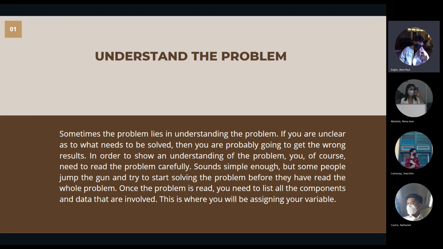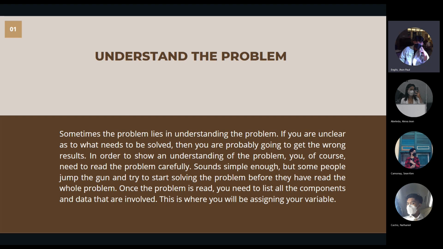Thank you, Miss Alexa Abeleda. This is the first Polya's problem strategy. Understand the problem. Sometimes the problem lies in understanding the problem. If you are unclear as to what needs to be solved, then you are probably going to get the wrong results. In order to show an understanding of the problem, you, of course, need to read the problem carefully. Sounds simple enough. But some people jump the gun and try to solve the problem before they have read the whole problem. Once the problem is read, you need to list all the components and data that are involved. This is where you will be assigning your variable.